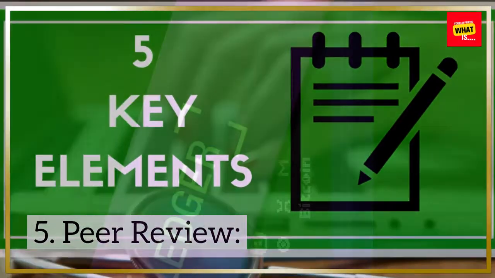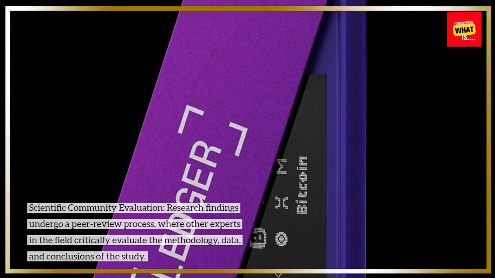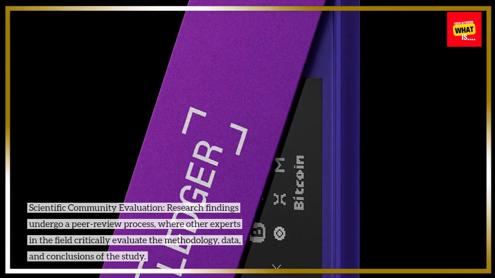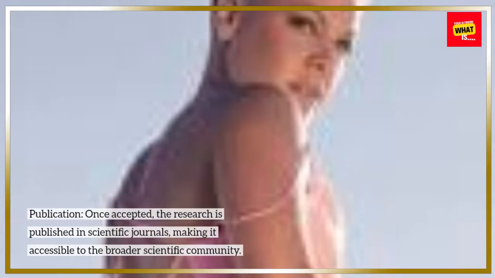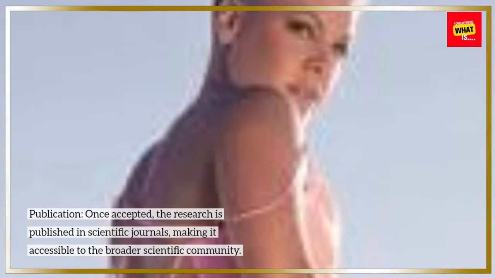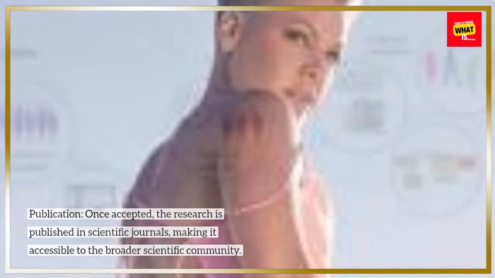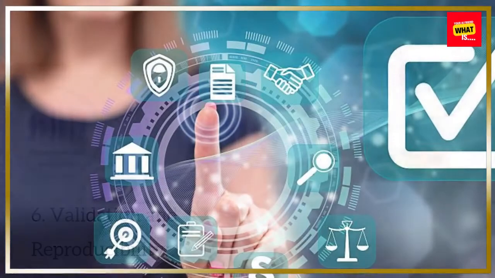5. Peer review. Scientific community evaluation. Research findings undergo a peer review process, where other experts in the field critically evaluate the methodology, data, and conclusions of the study. Publication. Once accepted, the research is published in scientific journals, making it accessible to the broader scientific community.